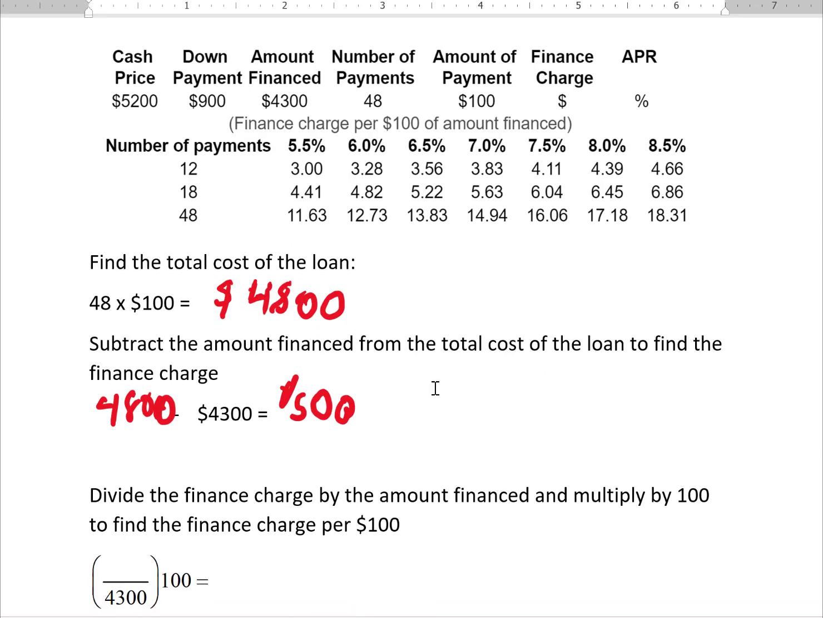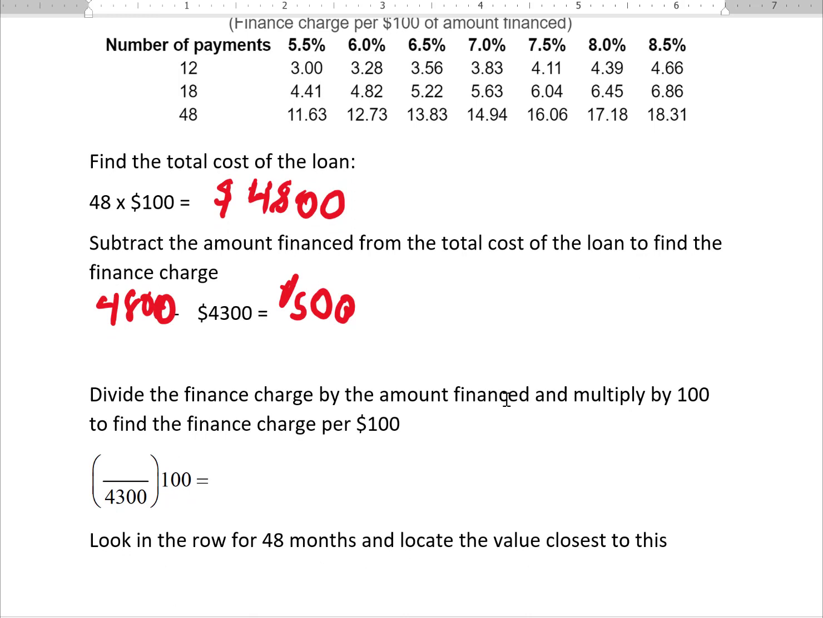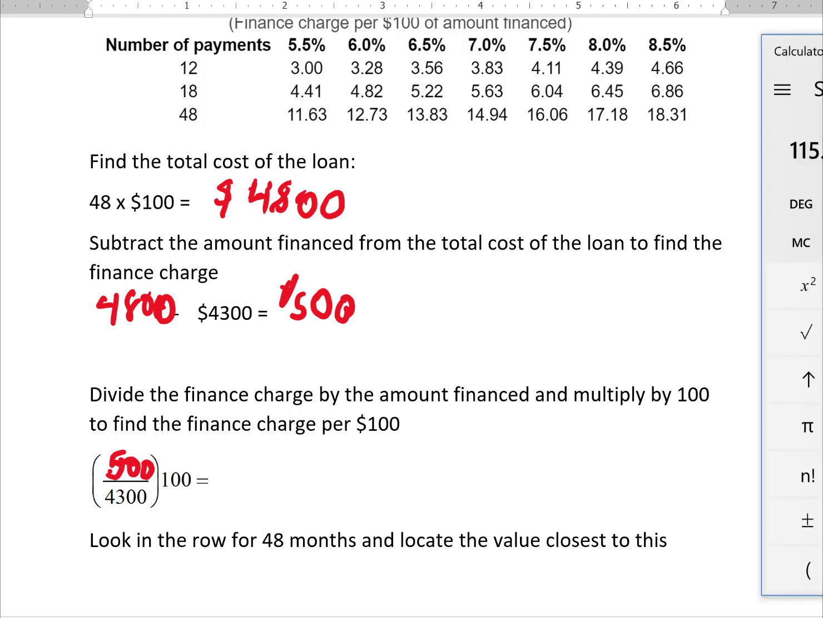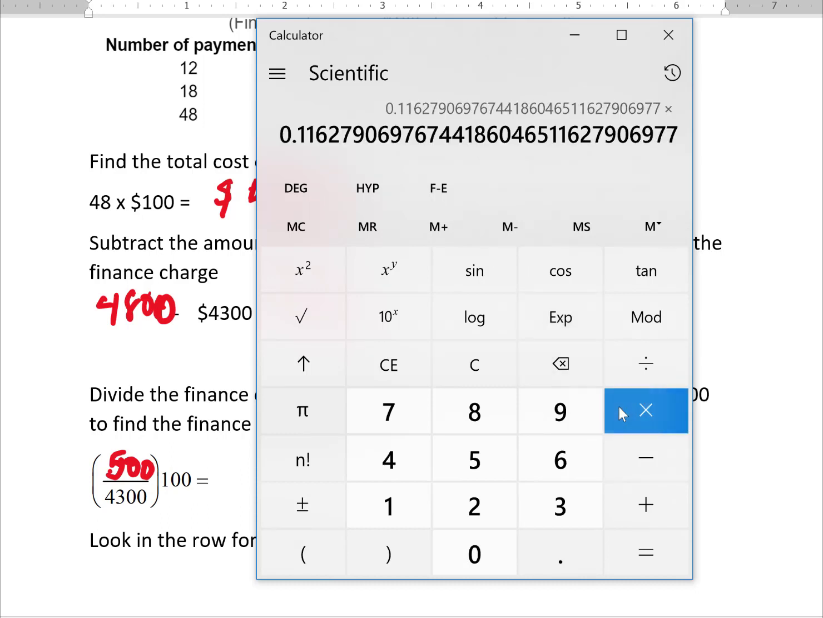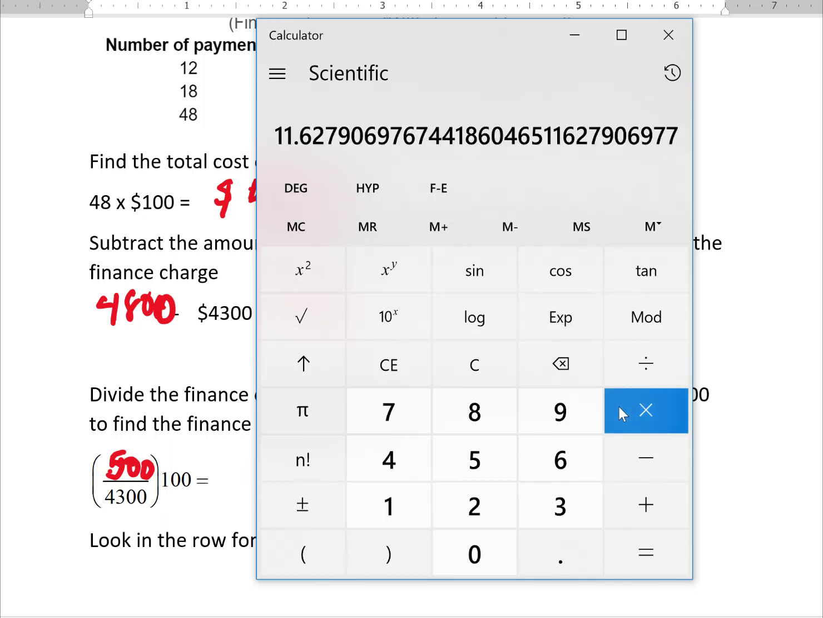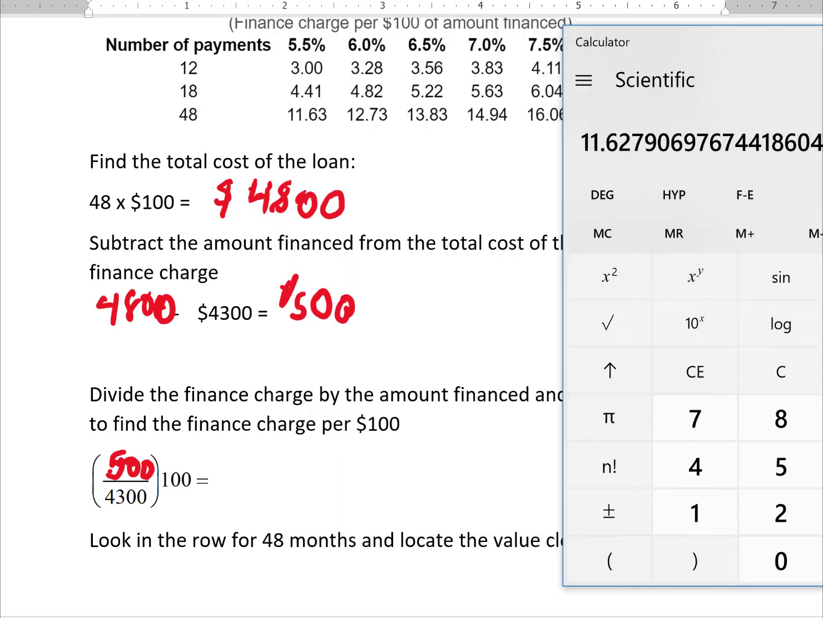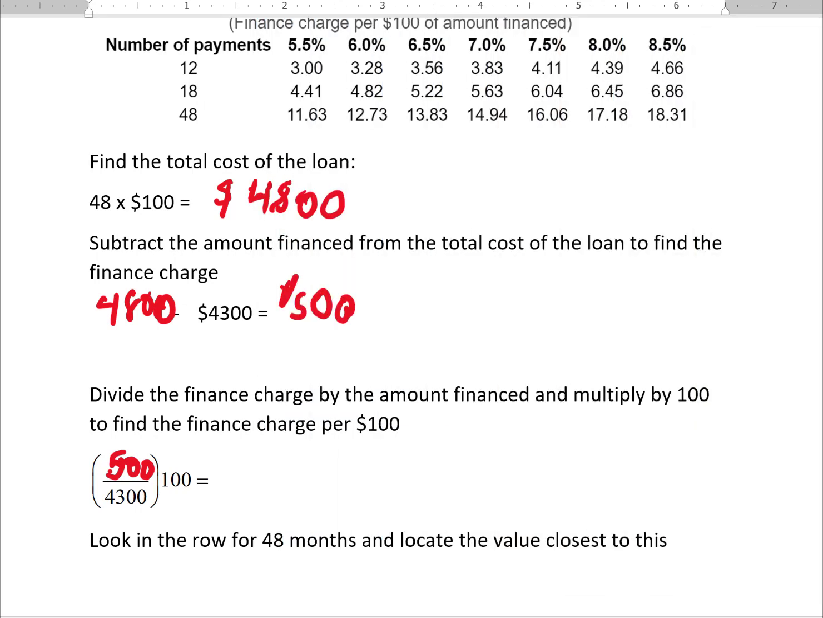Now, to figure out the APR, what you do is take the finance charge and divide by the amount financed, which in this case was $4,300, and then multiply by 100. So I'm going to take 500, divide by the amount financed, which was $4,300, and multiply that by 100. And I get 11.63. And that's telling me the finance charge per $100 borrowed. And that's what's shown in the table up here.